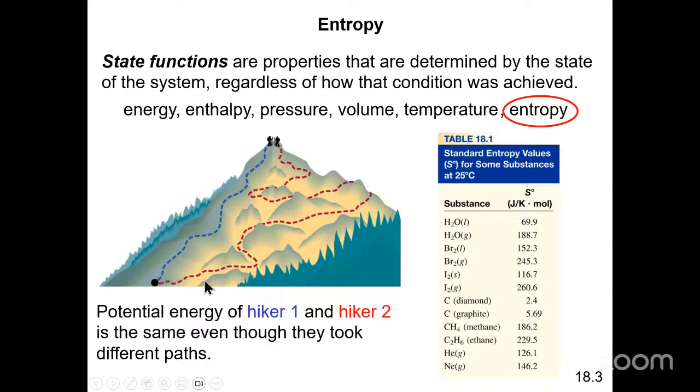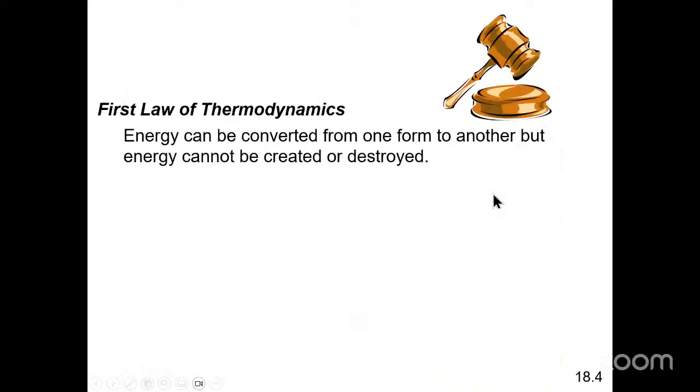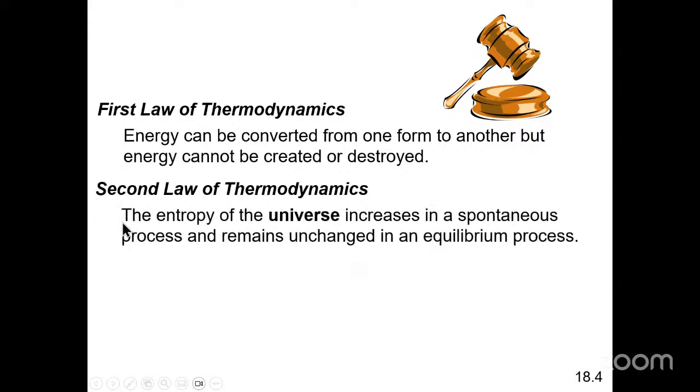So basically, the height of the mountain is analogous to the difference in entropy values between the initial and final states, all right? Okay, so just to remind you of the first law of thermodynamics, energy can be converted from one form to another, but energy cannot be created nor destroyed, right? This is something that you would have learned in your general chemistry 1 class. The second law of thermodynamics, which I'm going to introduce to you now, says that the entropy of the universe increases in a spontaneous process and remains unchanged in an equilibrium process, right?